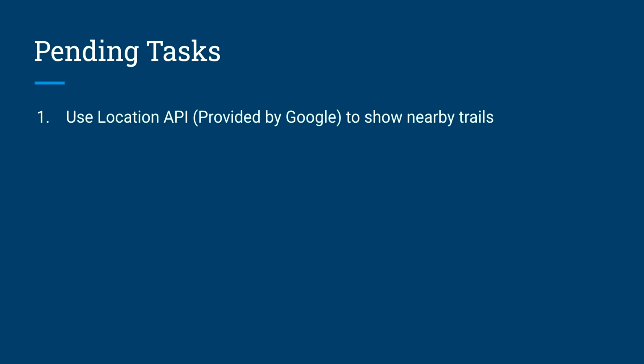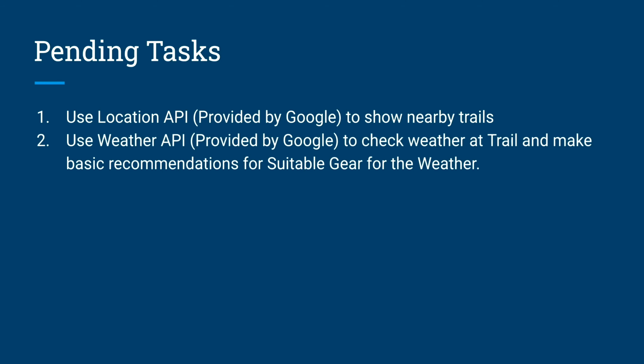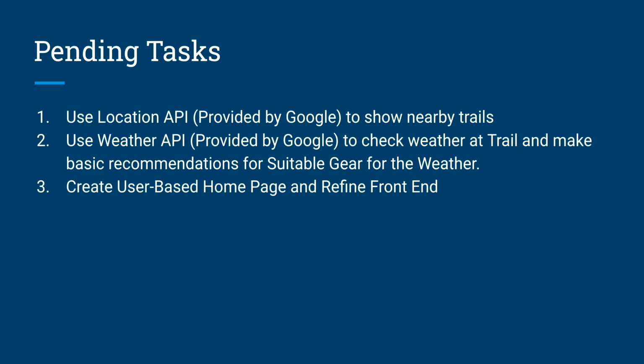Let's talk about the tasks that still need to be completed. We have done a lot of the heavy lifting on the back end. We have already created and written API calls which have to be duplicated for the location API to show nearby trails, and similarly for the weather API to show recommendations of gear based on weather. The team also would have to make a home page based on the mockup and refine the front end.